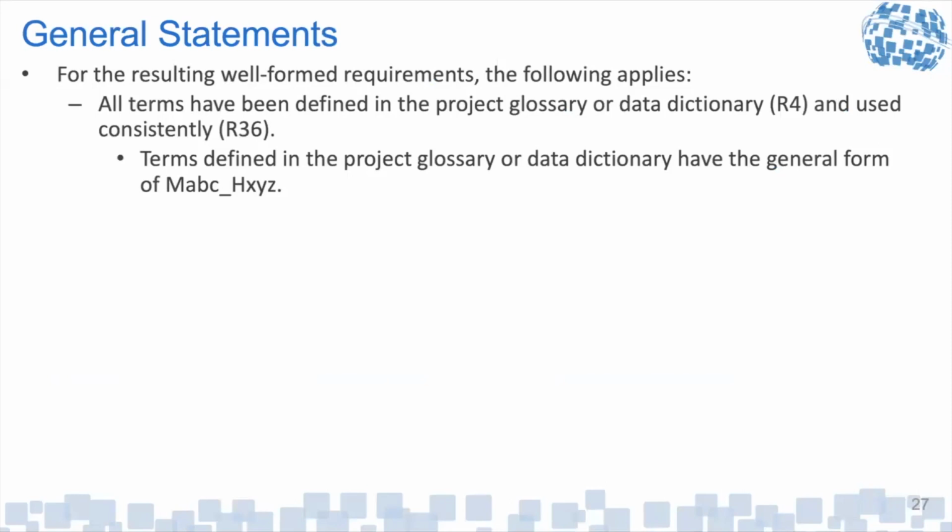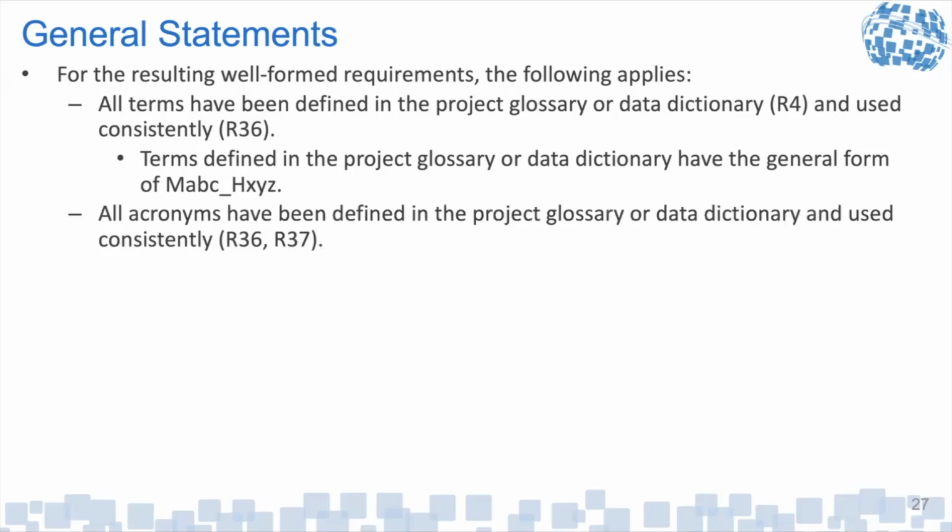For the resulting well-formed requirements that I present, you can make the assumption that all the terms have been defined in the project glossary or data dictionary as stated in Rule 4 and used consistently as stated in Rule 36. The convention we use for terms that are defined is that they're capitalized. If there's more than one word describing some parameter, the words will be connected together with an underscore and both words will be capitalized.